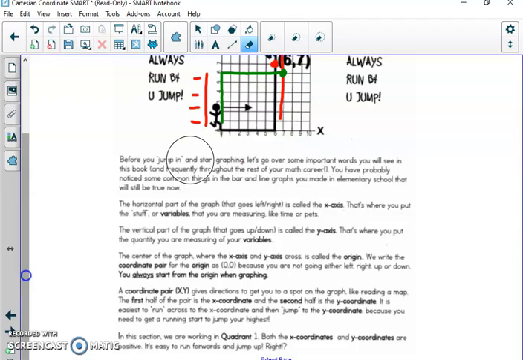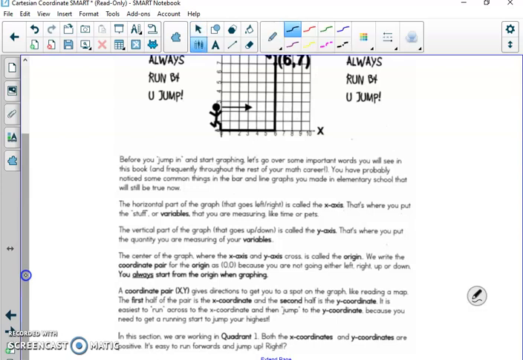Now, one of the things that I sent out on the instruction booklet on the first page is that this whole Cartesian coordinate thing, it actually is a big plus sign.